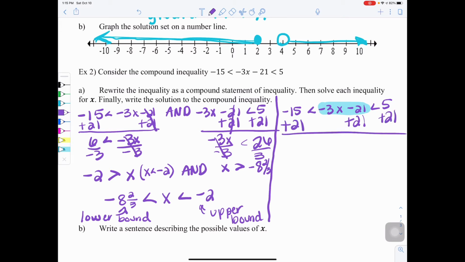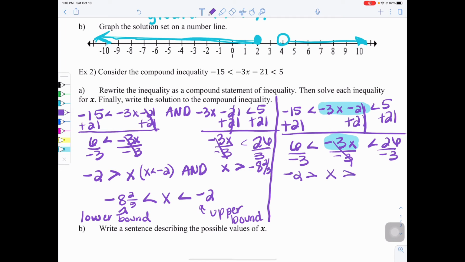So that's going to give me 6 is less than. I'm going to get -3x, the 21s are gone, and less than 26. So again, I'm still working in the part where the variable is. So I'm working in the middle. So I'm going to divide everything by -3. It's just that I'm going to do it again in all 3 sections. So I'm going to get -2. Now I'm dividing by a negative, so my symbol has to flip. The -3 is gone, and I get x. Again, the symbol flipped. And here's my -8 2/3.